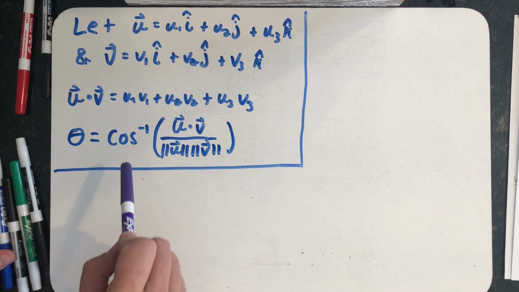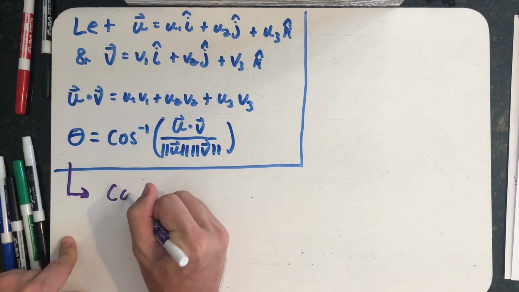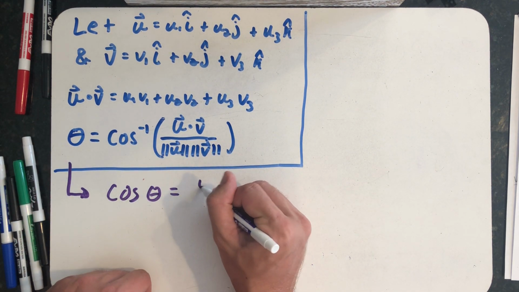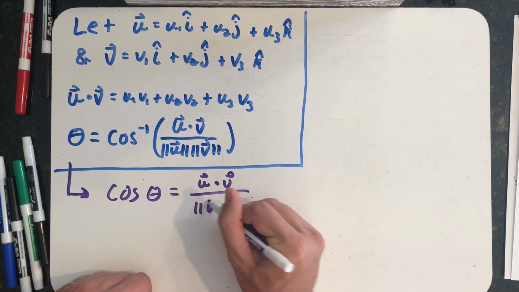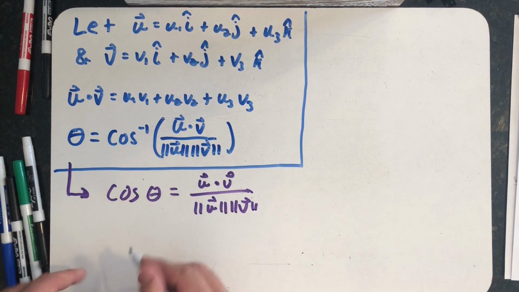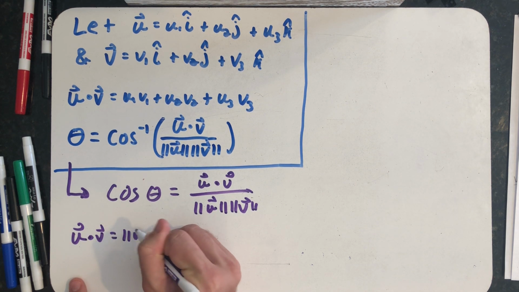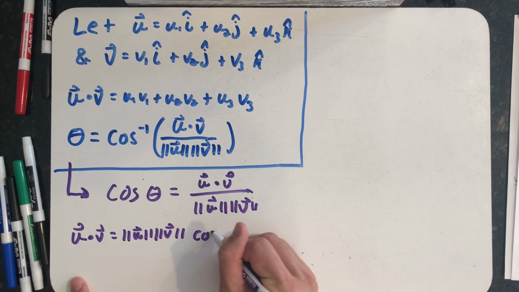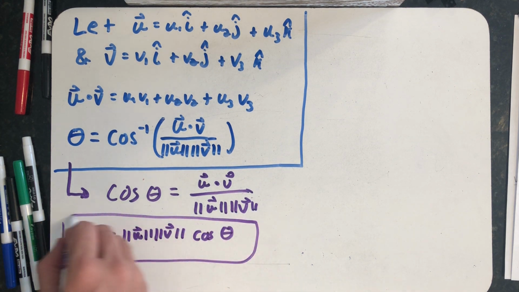But if I were to look at this statement and just imagine rewriting it, I could take the cosine of both sides, or rewrite the inverse cosine as a cosine, either way you want to think about it. I'd get this statement. And then by multiplying by the denominator, I would get that u dot v is equal to the magnitude of u times the magnitude of v times the cosine of the angle between them. And this gives me another computation formula for the dot product.